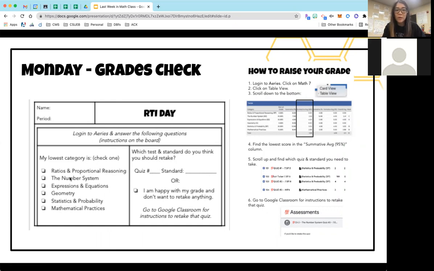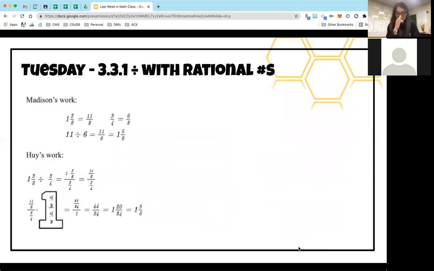They filled out this paper of the quizzes that they wanted to retake, or if they were happy with their grade and didn't want to retake anything, and that was an option to check as well. They needed to do quiz corrections in order to actually get a retake, and that has been for this whole year. On Tuesday, we looked at division with rational numbers.